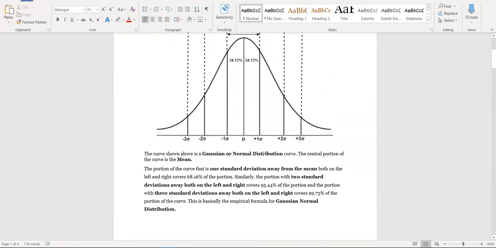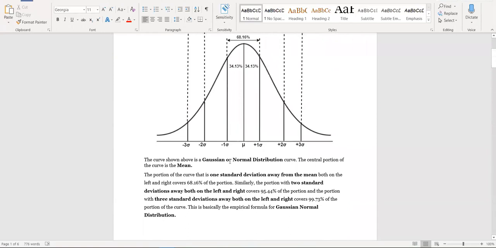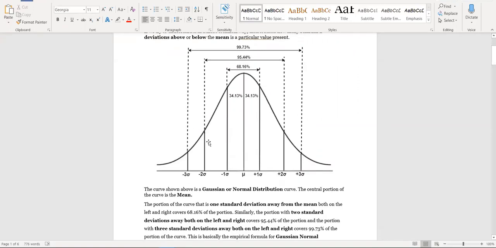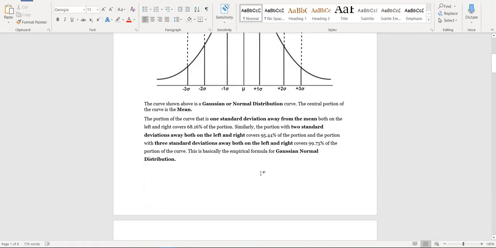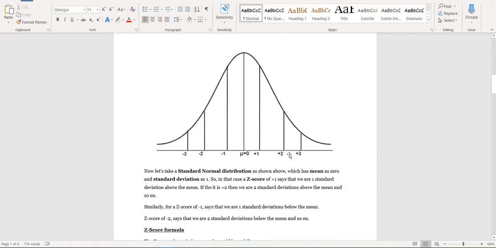For that, we need to actually consider a curve which is a standard normal distribution curve, because this curve is pretty straightforward, right? It is more of a generalized version of a normal distribution. So if we have something which is one, two, or three standard deviations away from the mean, then we can use this curve. But for our purposes, it won't be the case all the time. So for that, we are using a standard normal distribution curve, which is this one.